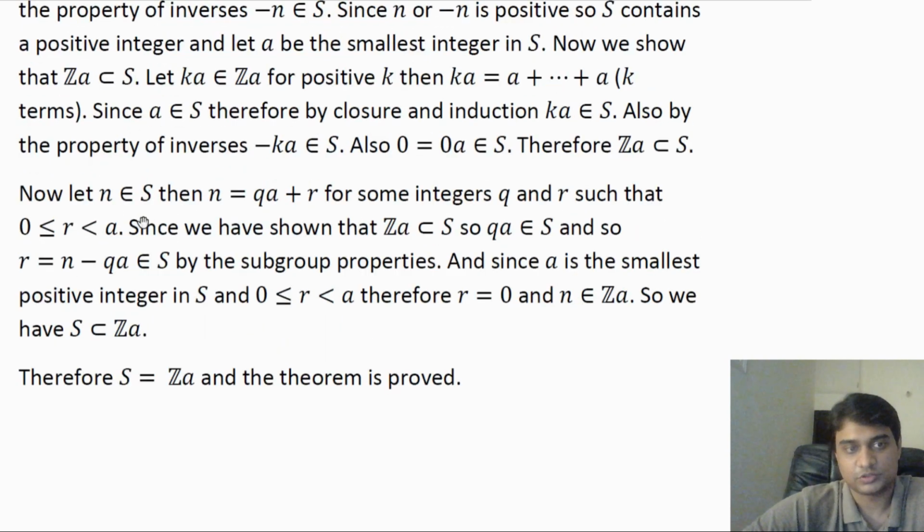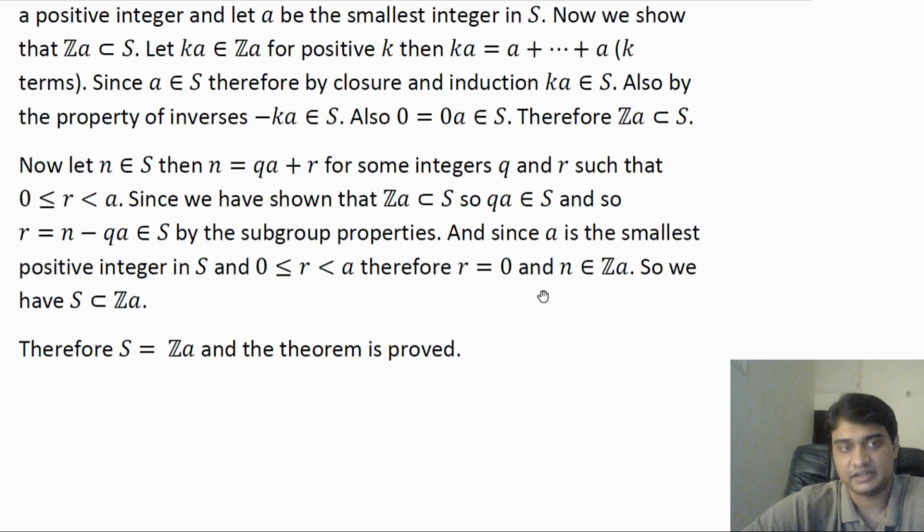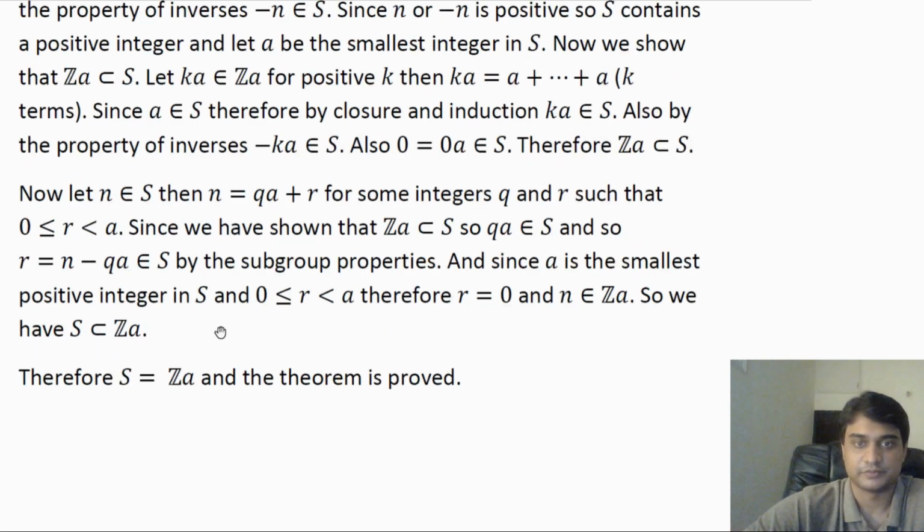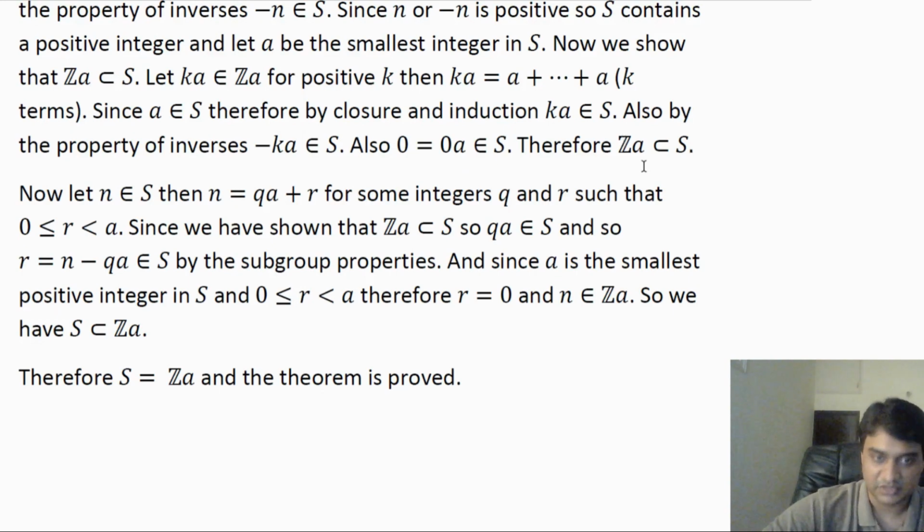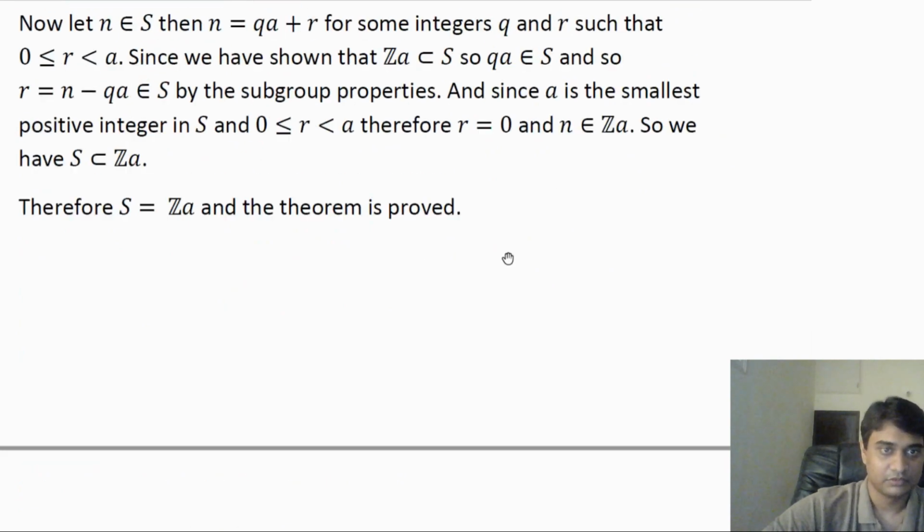So this shows that we begin with n is an element of S, and then showed that n is in ZA. So we have proved that S is a subset of ZA. So now by these two things, ZA is a subset of S and S is a subset of ZA, we have proved that S equals ZA. So this theorem is proved, right?